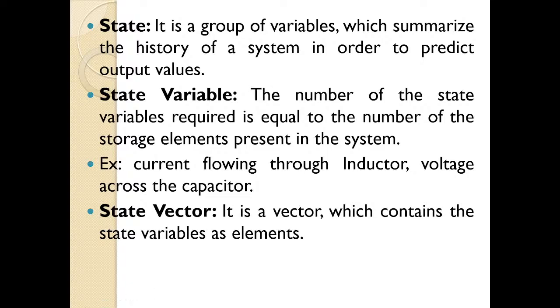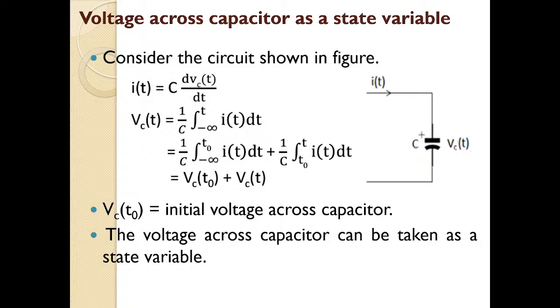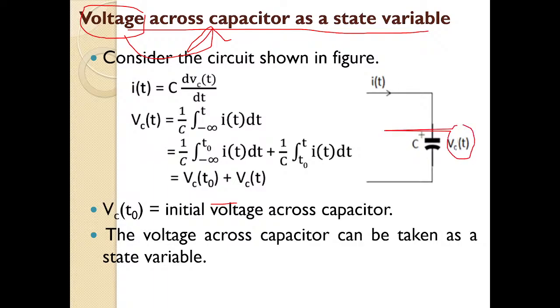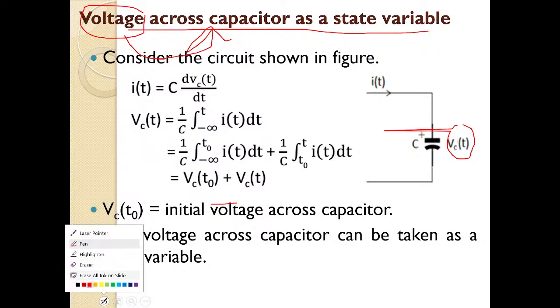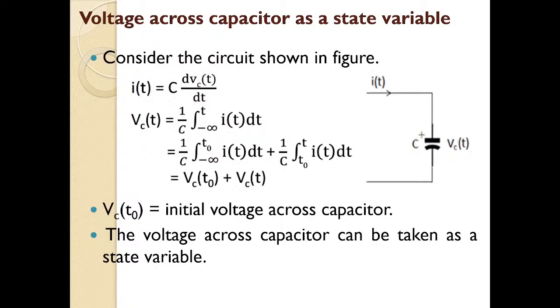Okay, so let us proceed further. Now let us discuss a few more points on state variables. Let us consider a pure capacitive circuit. Let us see the voltage across the capacitor as the state variable. What did I say? The voltage in the circuit because of the capacitor is the state variable. So here you can see a single capacitor is there and this is the voltage across the capacitor. So this Vc of t is the state variable. How many state variables are there here? Only one state variable is there in this circuit, that is Vc of t.